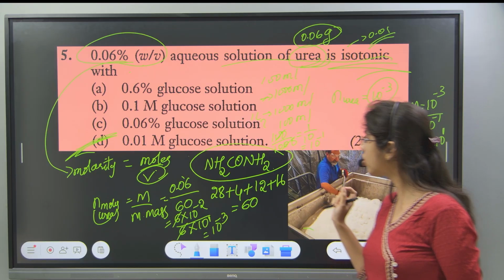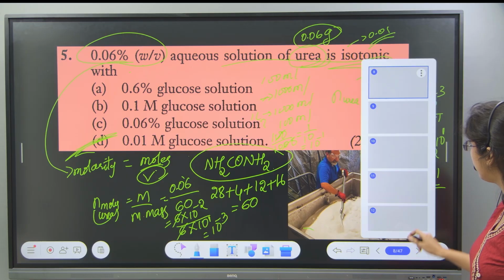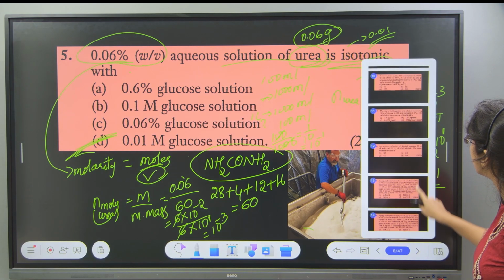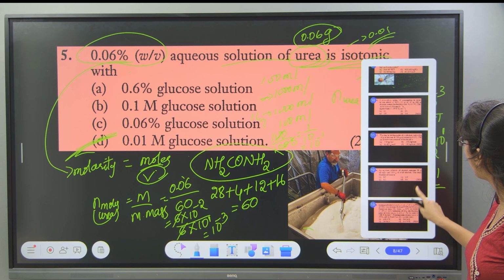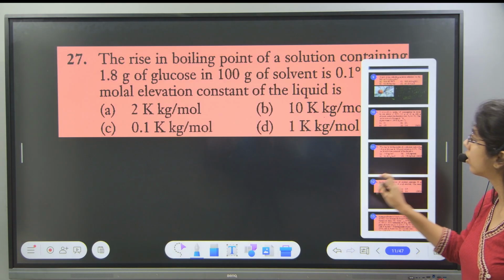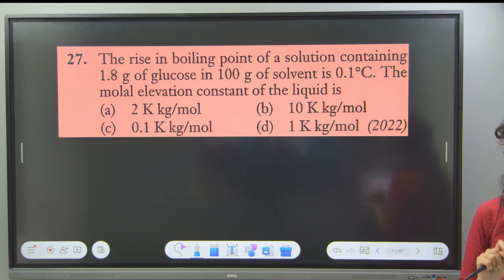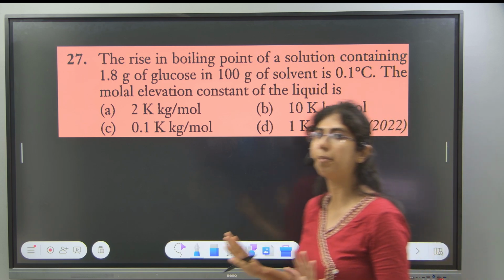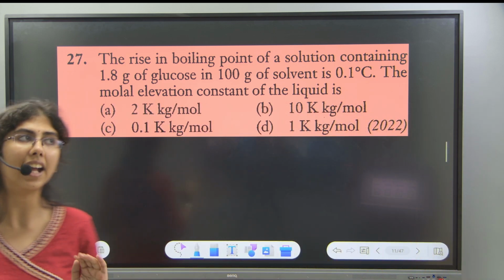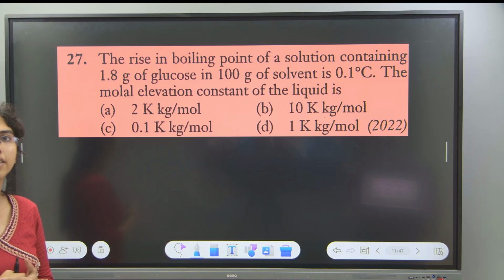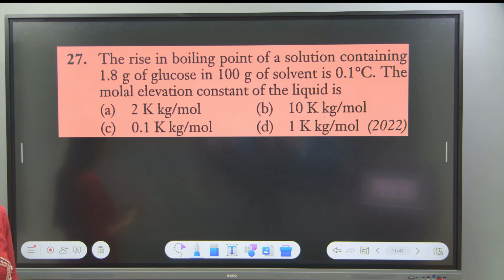Now we shall solve one last question. Very, very easy question. I know you will solve this. This would be the last question of this chapter. I want the correct answer from you.